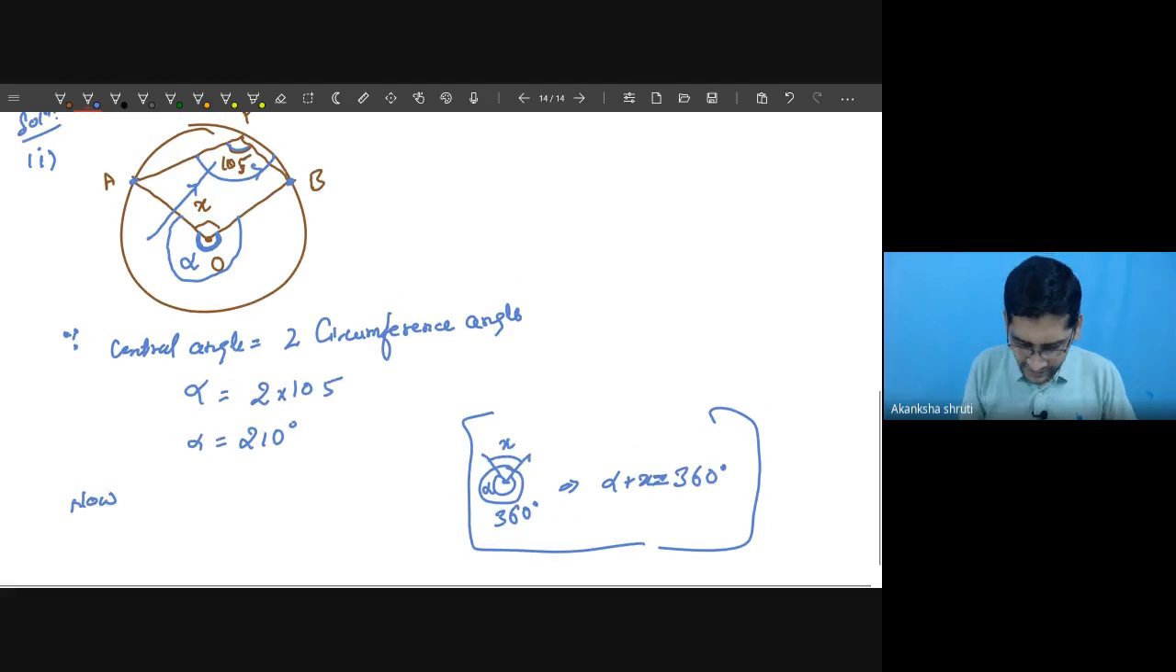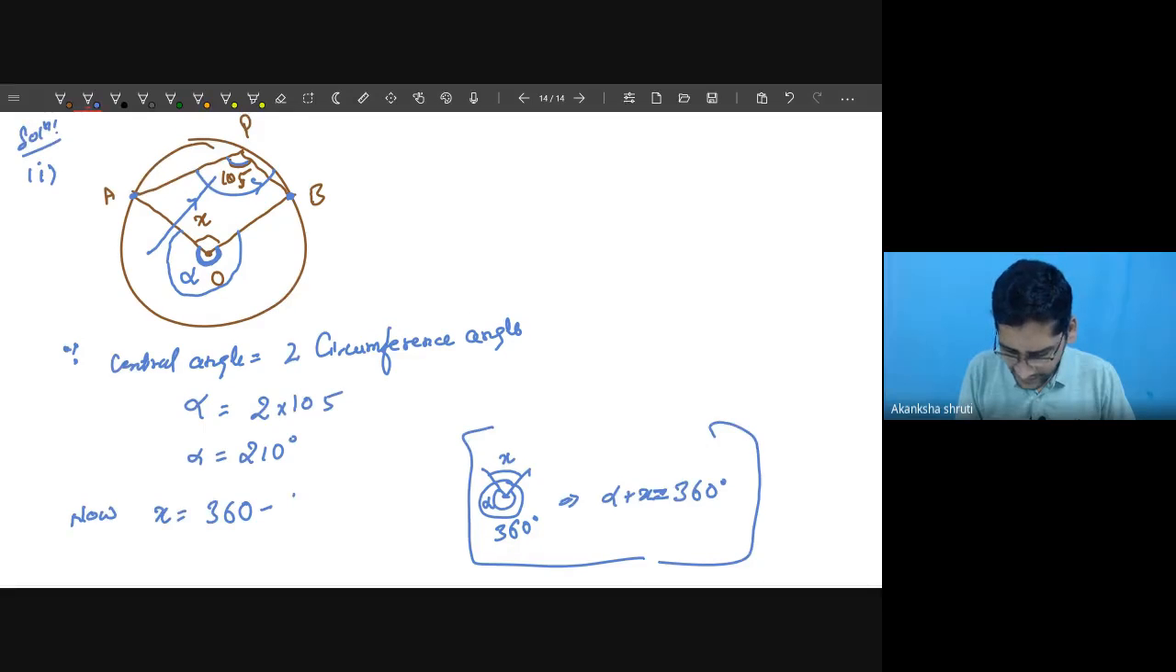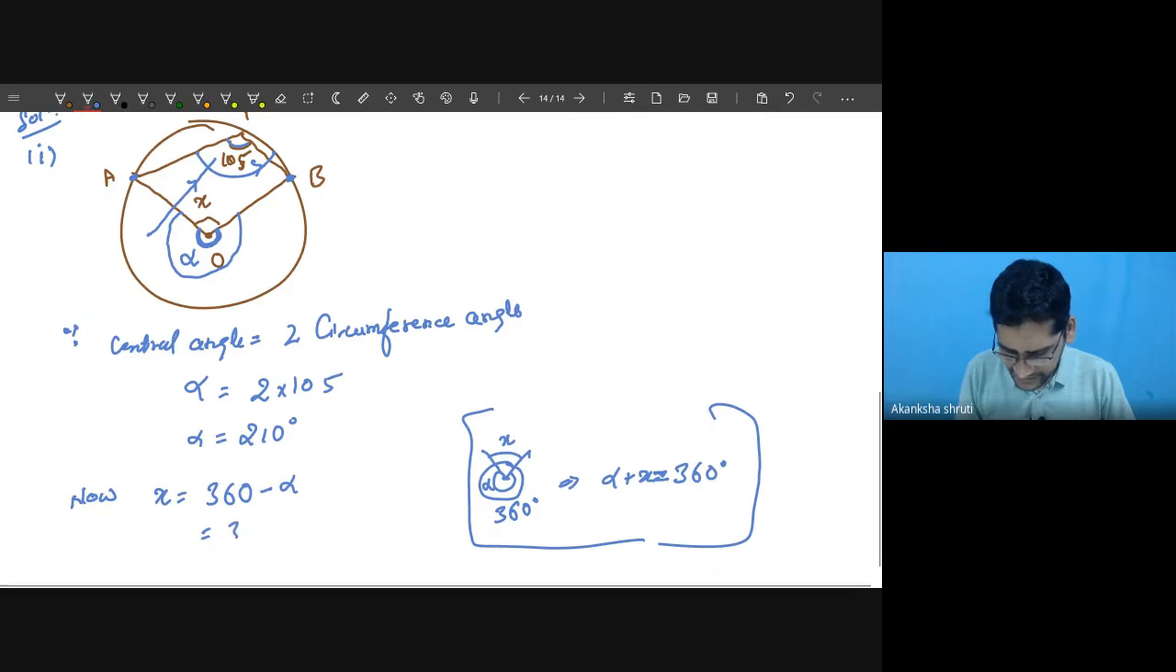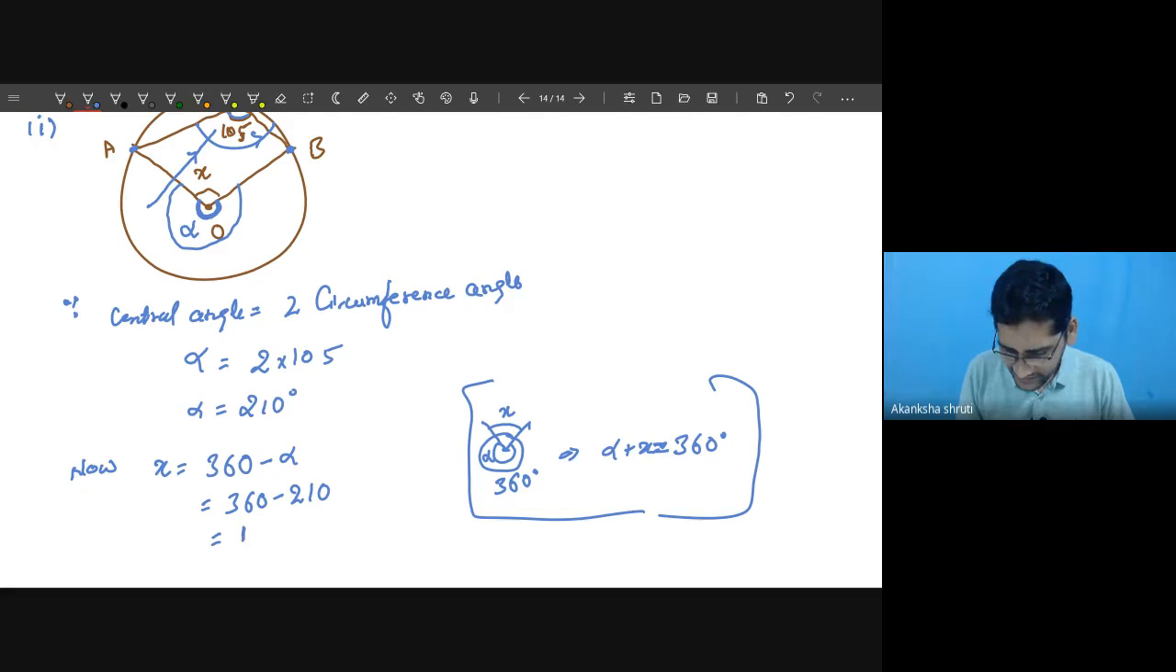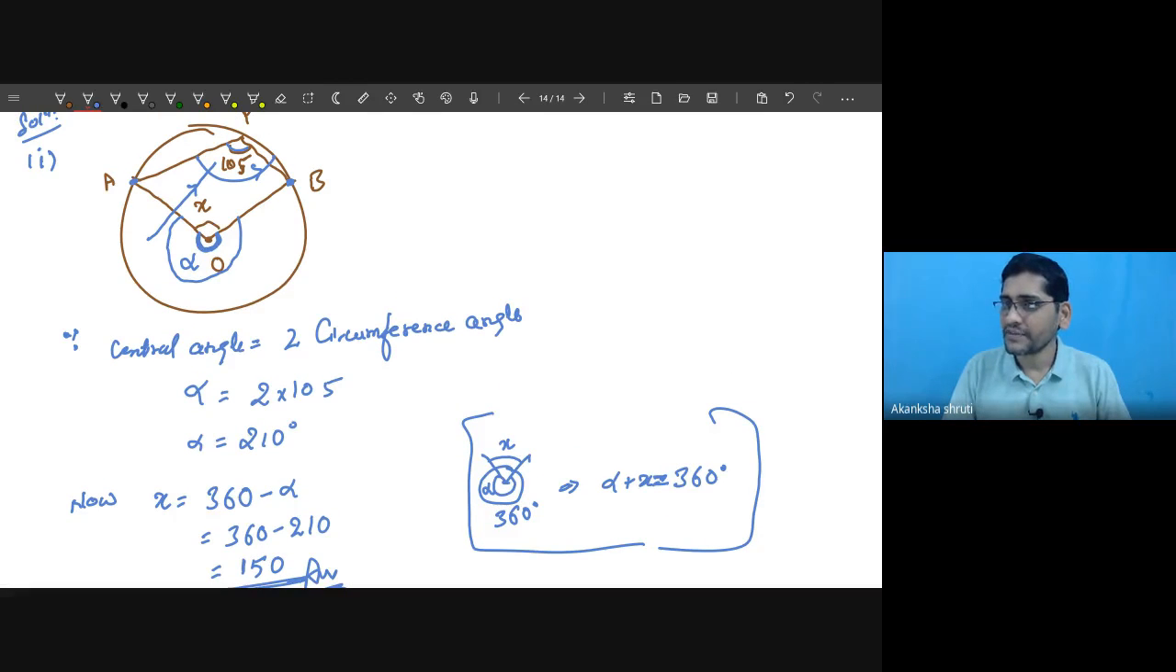So therefore in this case X can be calculated by 360 minus alpha. It is our 360 minus 210. How much does it become? 150 degrees. Good. Therefore, what is the answer? What is the value of X? Yes, student. What is the value of X? 150 degrees. Then you people were saying 75 degrees for this.